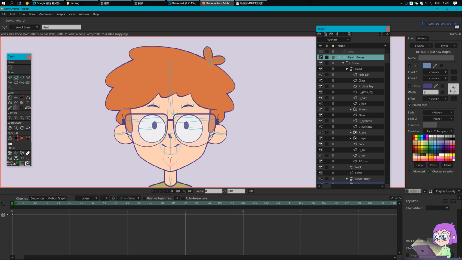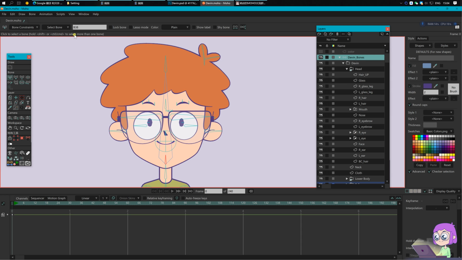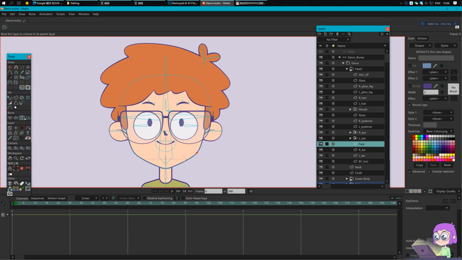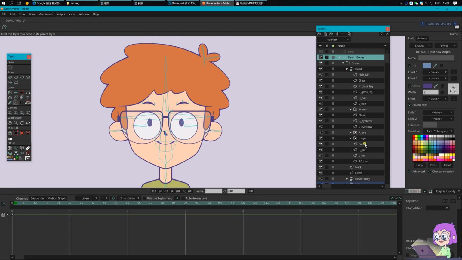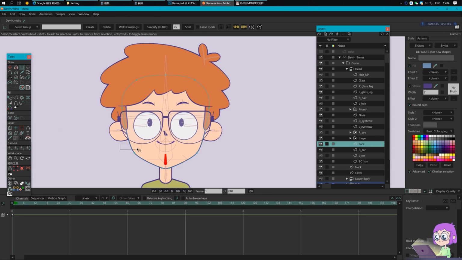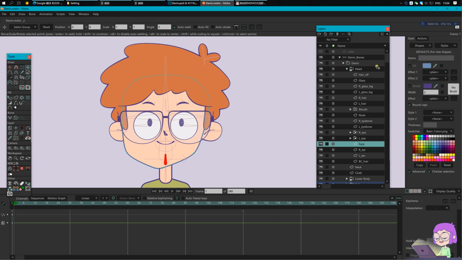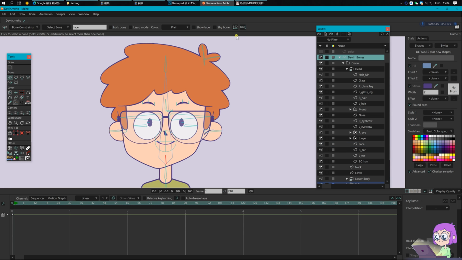Now I will set a bone for the face. This is also a bone to be lazy. When I made the face shape on the left, I can flip the bone directly and get the right side of the face.